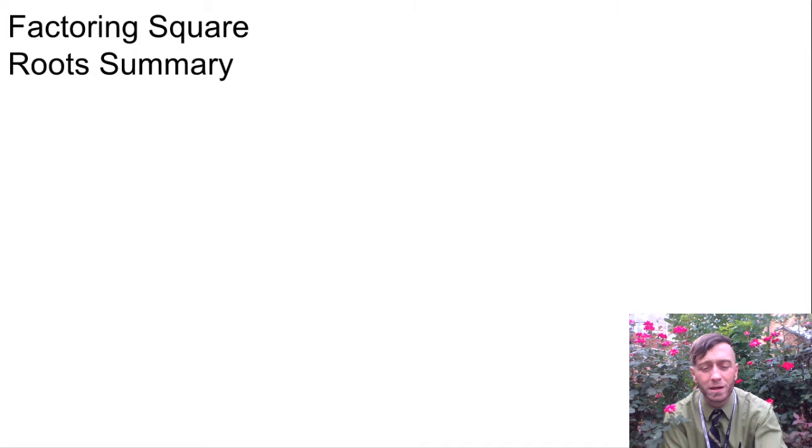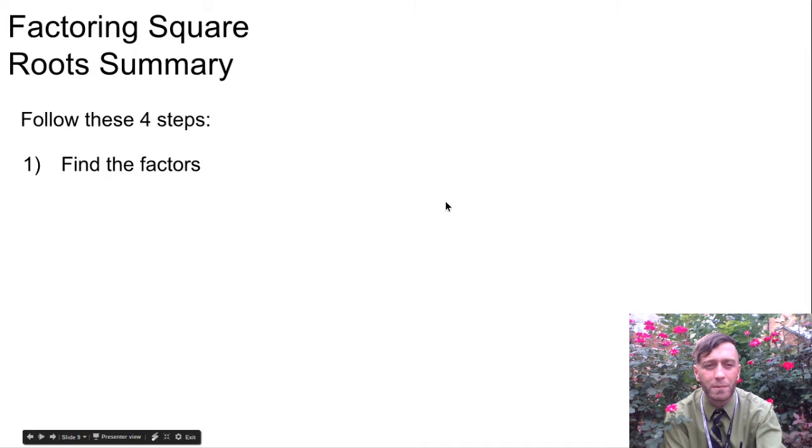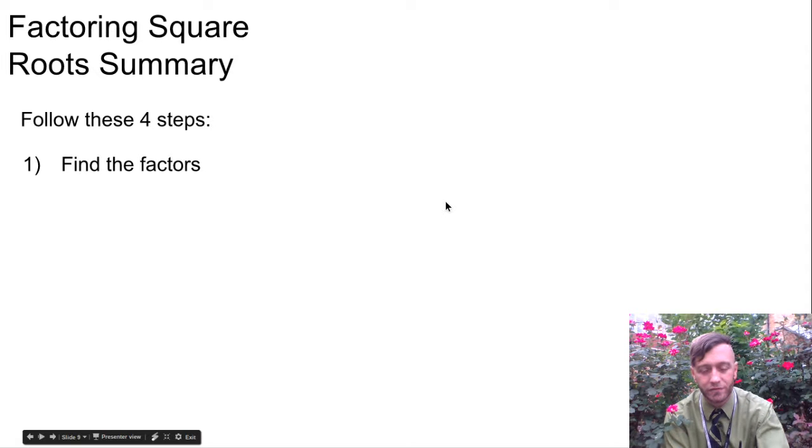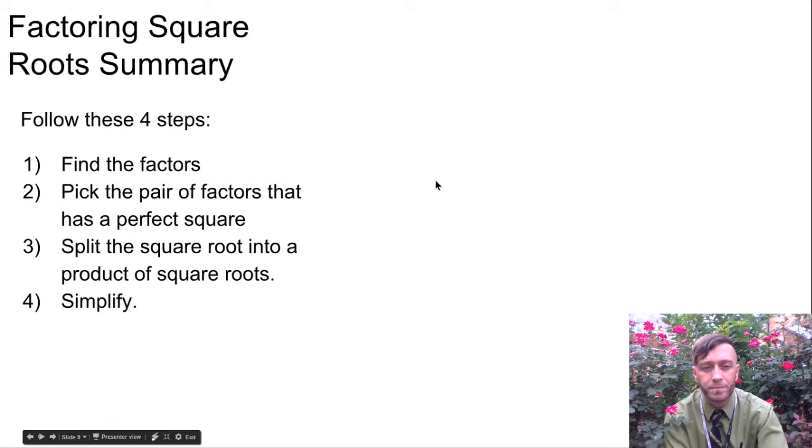Factoring square root summary. Here we go. Follow these 4 steps. Find the factors. Pick the pair of factors that has a perfect square. If there's more than one set of factors that has perfect square, pick the one with the largest perfect square. Split the square root into a product of square roots. Simplify. All right, here's a couple of tips real quick.